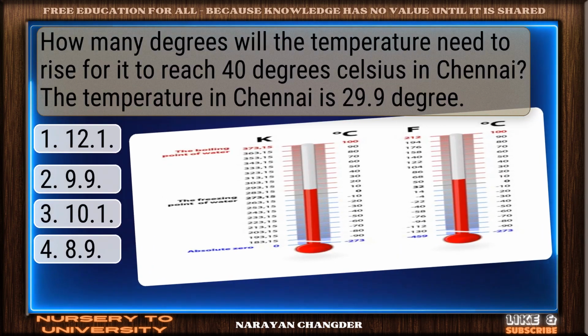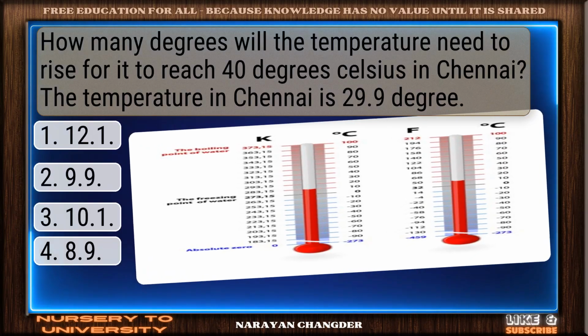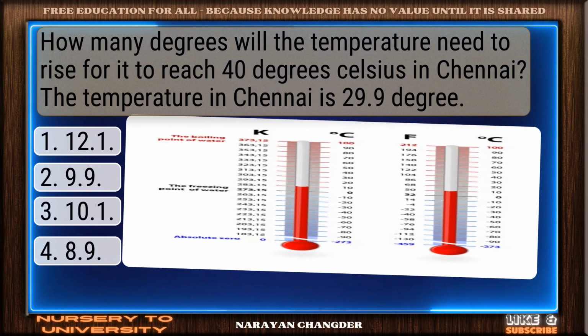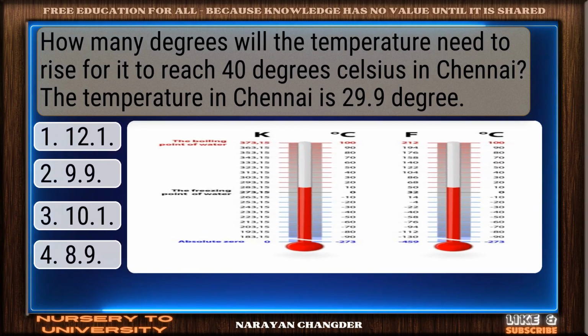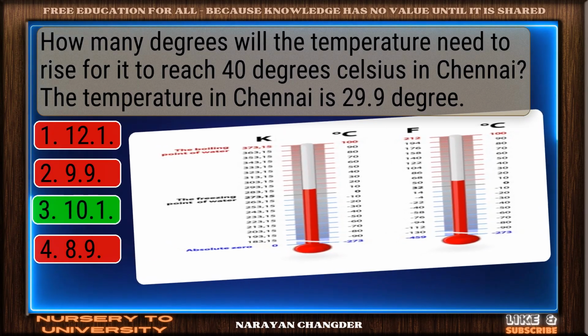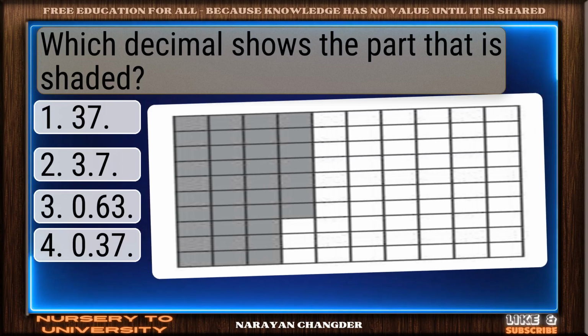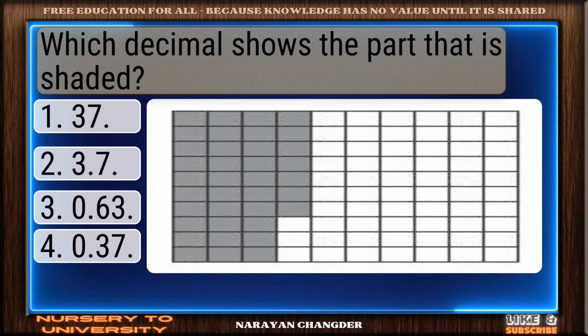How many degrees will the temperature need to rise for it to reach 40 degrees Celsius in Chennai? The temperature in Chennai is 29.9 degrees. Correct response. 10.1 is the most accurate answer. Which decimal shows the part that is shaded?